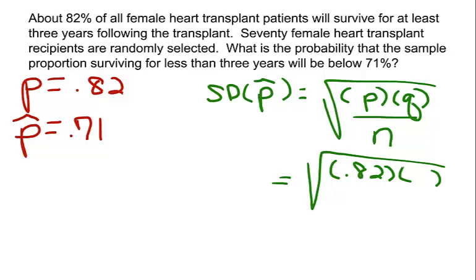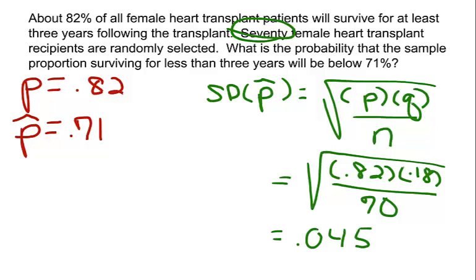Now, because the sum of all probabilities in a sample space is always 1, if p is 0.82, then q must be 0.18, because 0.82 plus 0.18 gives us a sum of 1. I need to divide this by my sample size, n. If I look back at the problem, I see that my sample size is 70. So that goes right here. Now I simply calculate my values and obtain a result of 0.0459. Again, it's best to leave this in decimal form until the end of the problem.